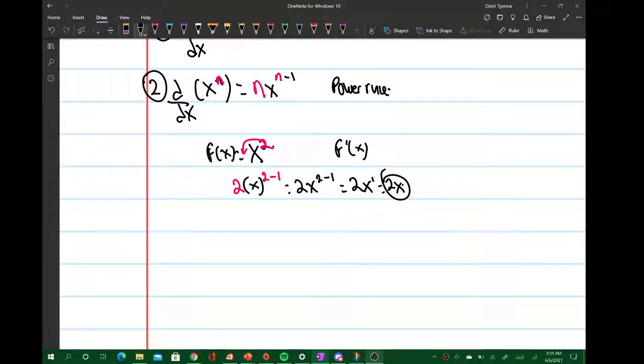Similarly, when I say d dx of 3x squared, that's going to be 2 times 3x to the 2 minus 1 power. That's going to be 6x to the first power, which is just 6x, okay? That's the power rule.